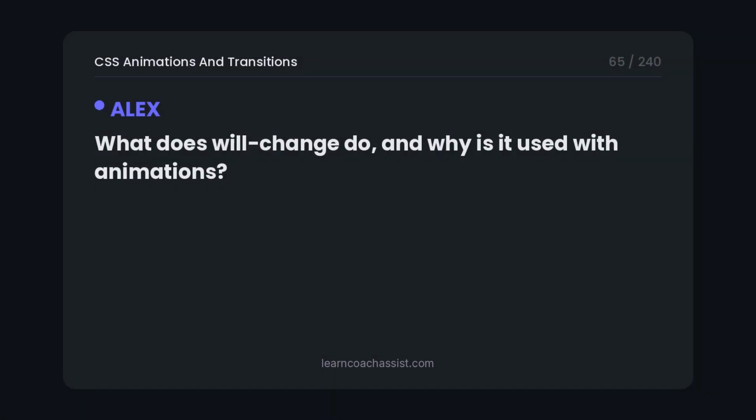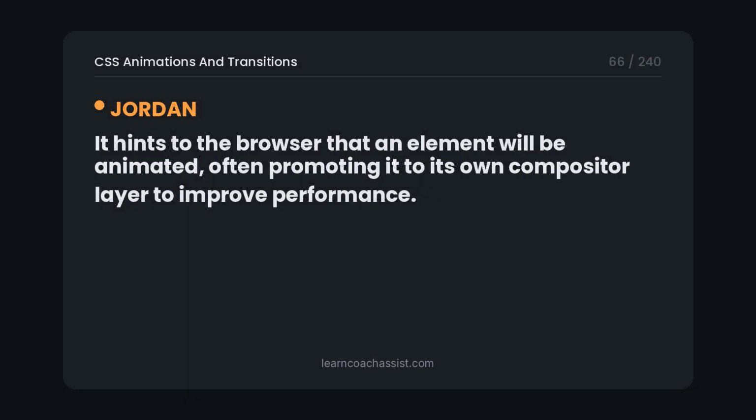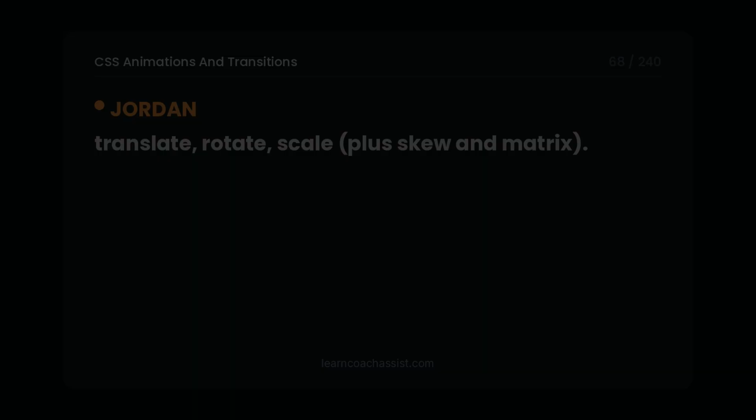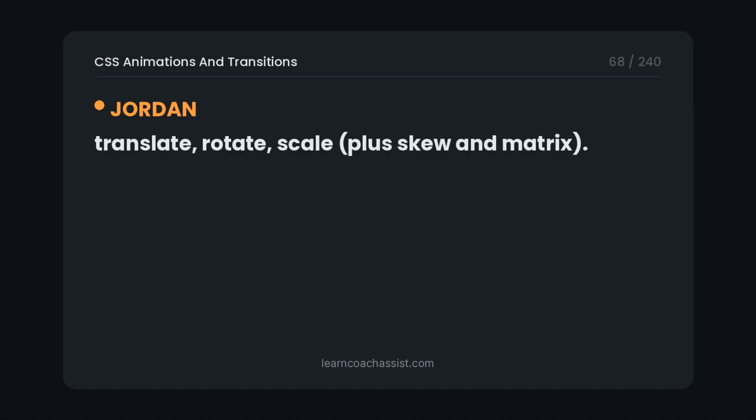What does will-change do, and why is it used with animations? It hints to the browser that an element will be animated, often promoting it to its own compositor layer to improve performance. Name 3 animatable transform functions used in transitions/animations. Translate, rotate, scale, plus skew and matrix.